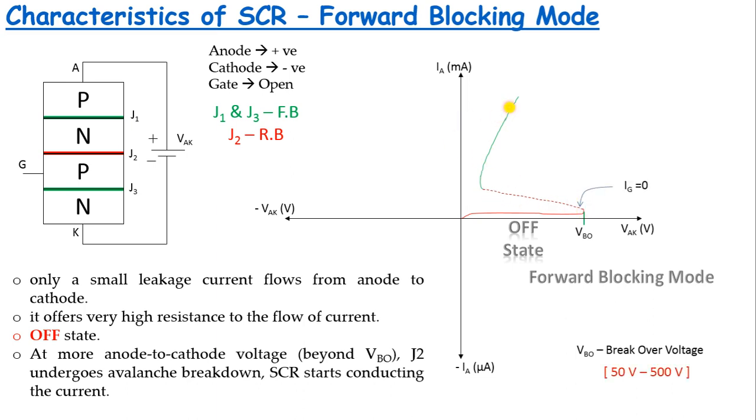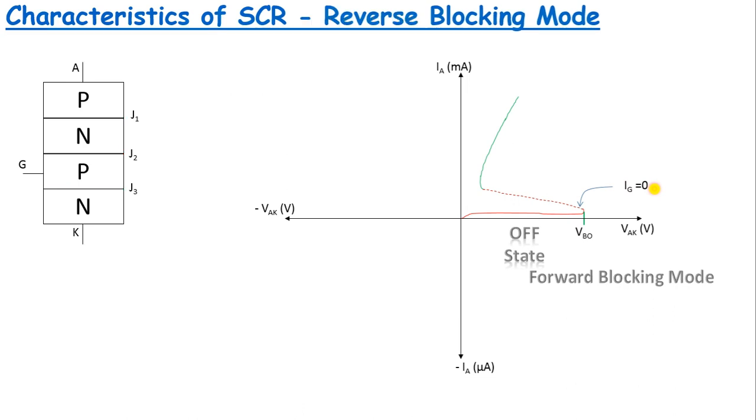So you can say this is the characteristics curve of SCR for Ig equal to 0. Since the gate is kept open, hence I am writing Ig equal to 0 here. Now we can see the characteristics of the same SCR under reverse blocking mode. So what is the difference between the forward blocking mode and the reverse blocking mode?